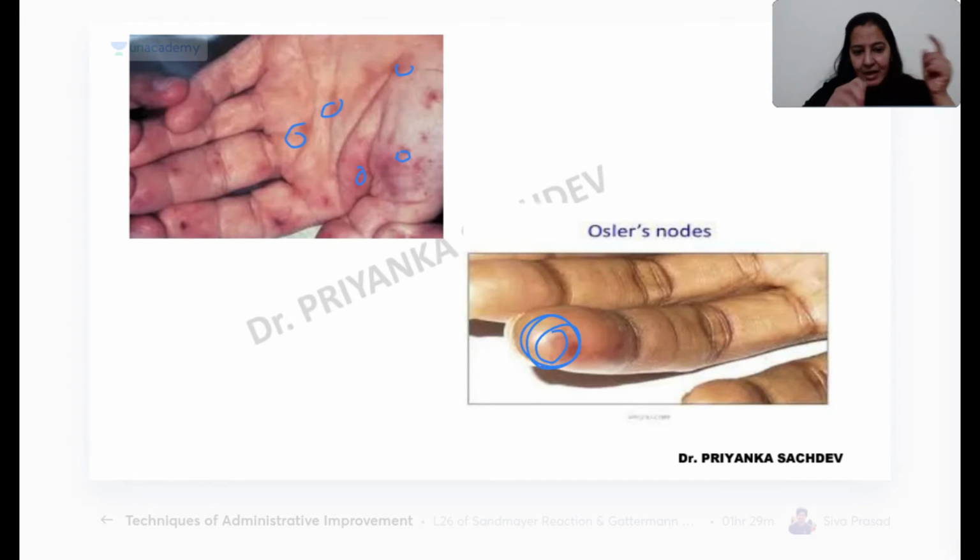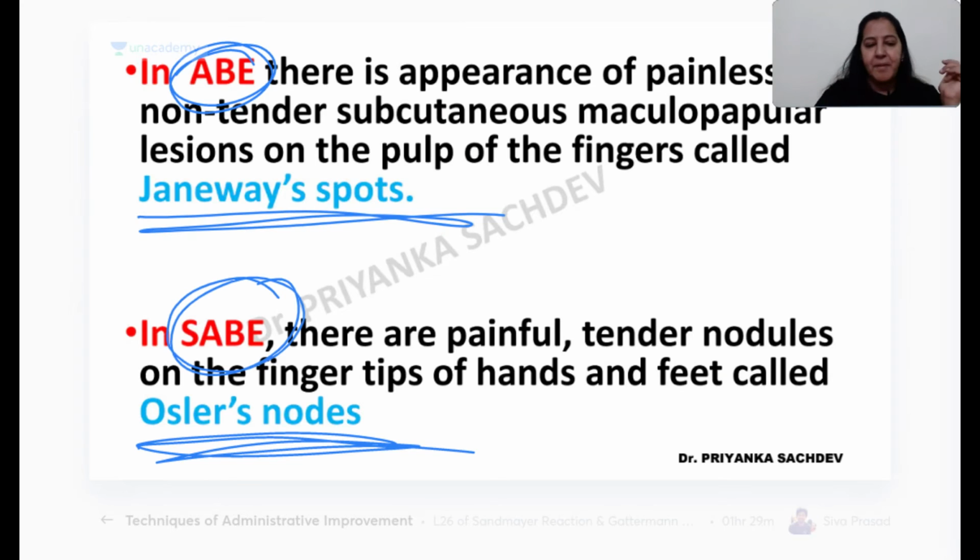Osler nodes are at the tip. Can you see? This one is at the tip. And Janeway lesions are at the palm. Janeway lesions are present on the pulp of the finger, on the palm. And Osler nodes in SABE are present at the tip. So one is present at the pulp, one is present at the tip. One is Osler, one is Janeway. One is in ABE, one is in SABE.